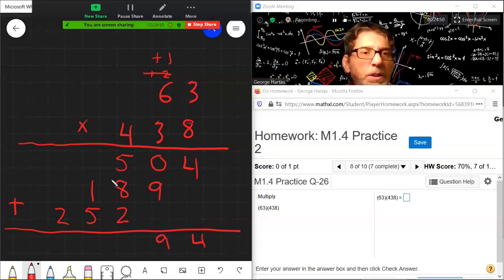8 plus 2 is 10. 10 plus 5 is 15. Right-hand digit, left-hand digit. We're carrying the 1. 1 and 1 is 2. 2 and 5 is 7. And then we have a 2 here. All right, well, let's see if this works.